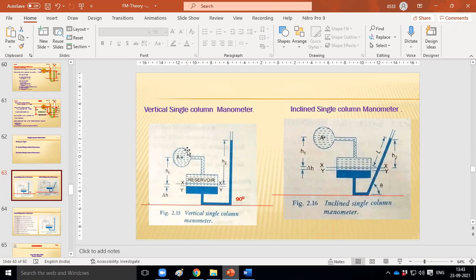If pressure is applied in the pipeline, if the fluid flows at some pressure, then that liquid pushes the mercury downward in the reservoir, and at the same time mercury goes up in the right limb. The reservoir is connected to the left limb. If the pressure is exerted by the water, then mercury is pushed down in the reservoir on the left limb, and at the same time mercury goes up in the right limb.